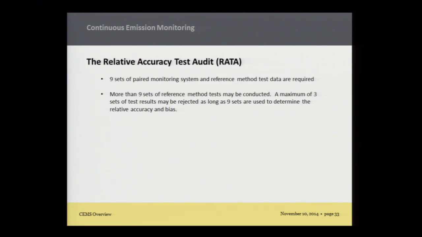So 9 sets of paired monitoring system and reference method test data are required. More than 9 sets can be run, as we talked about, but a maximum of 3 sets may be rejected as long as 9 sets are used to determine the result. So you can't run 11, have only 8 qualify, and throw 3 out. You've got to get your full 9, regardless of how many you run.